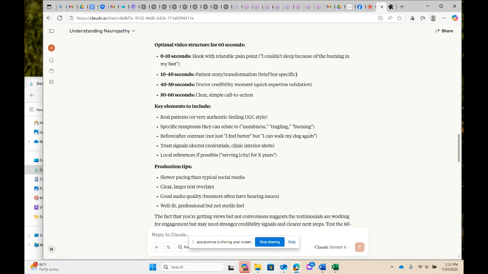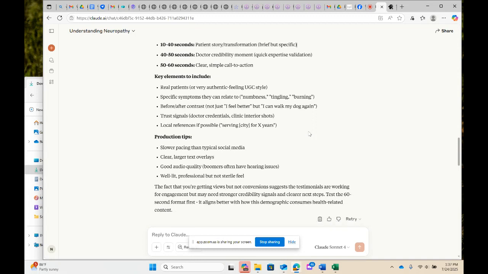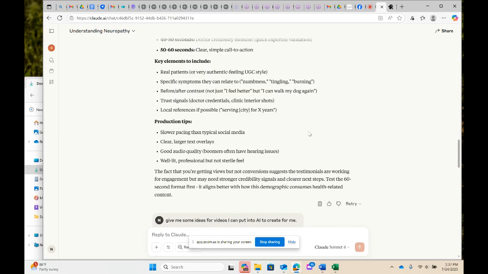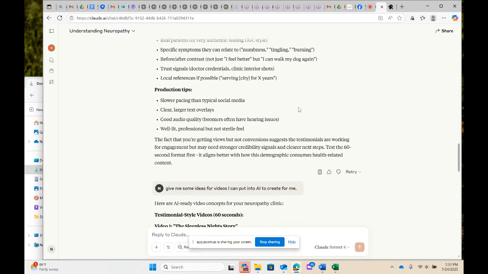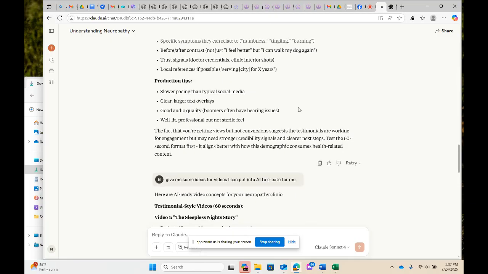Key elements to include: real patient-specific symptoms that they can relate to: numbness, tingling, burning, before and after, not just feeling better, but oh my gosh, I can walk again, I can bend over without getting stuck or back pain, etc. Trust signals, doctor credentials, clinic interior shots. That's a good point. Local references, if possible. Okay, serving XYZ city for years. Production tips: slower pace than typical social media. Large, clear text overlays, good audio quality, hearing issues, well lit, professional, but not sterile feel.